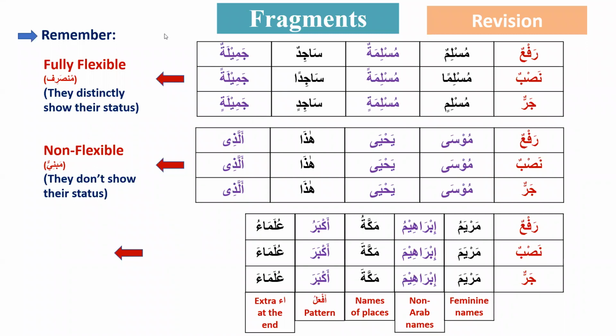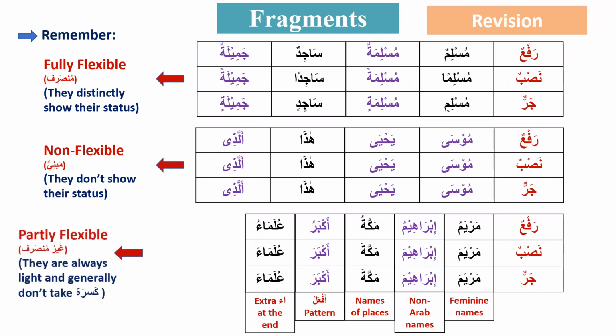So all non-Arab names are partly flexible and all feminine names are partly flexible. That's correct. Names of places, all of them, not only Makkah. There are some exceptions, but we are not going into exceptions at this time. So partly flexible words always are light and generally don't take kasra. Remember this, it will go a long way and always help you if you memorize it: fully flexible, non-flexible, partly flexible.